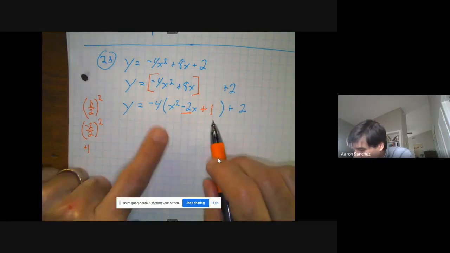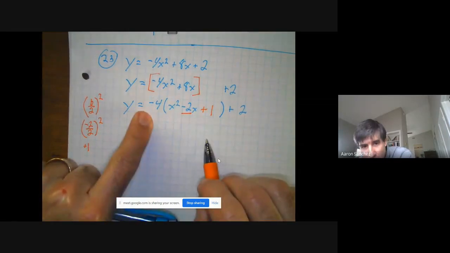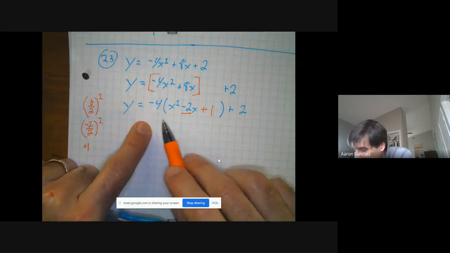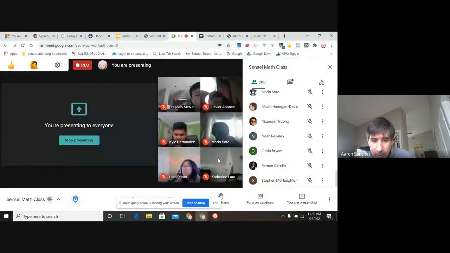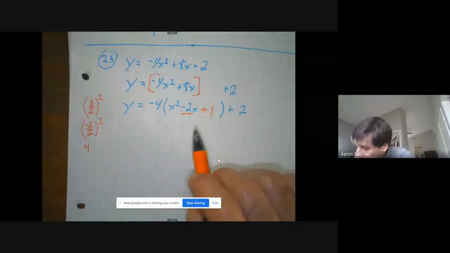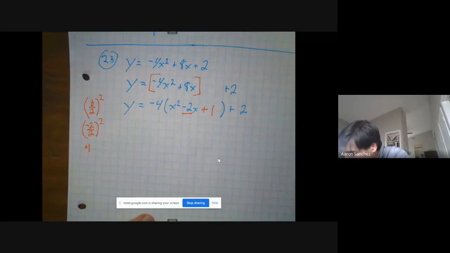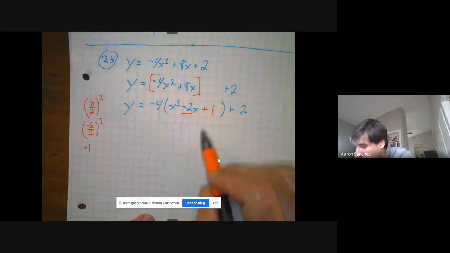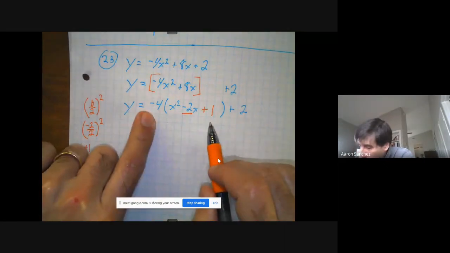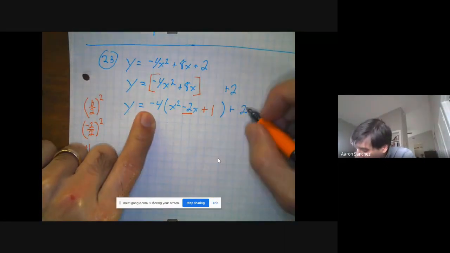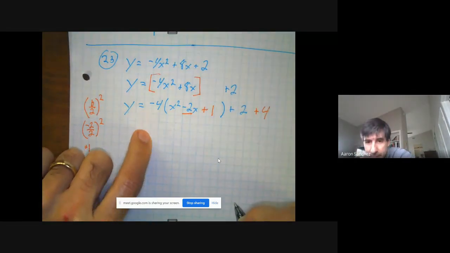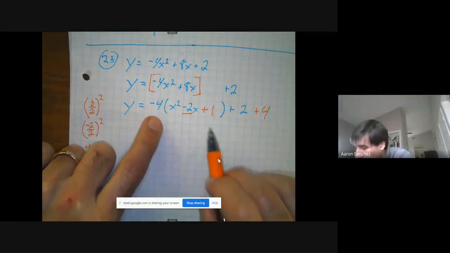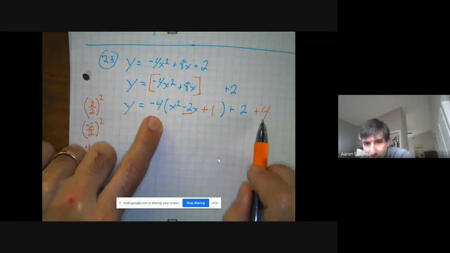Notice that this is inside the parentheses multiplied by negative 4. I added, what is negative 4 times 1? Micah, what is negative 4 times 1? Negative 4. So I added negative 4 to this whole thing. Since I added negative 4, I'm going to add positive 4 to balance it out. Negative 4 plus 4 is 0. It's all balanced out now.